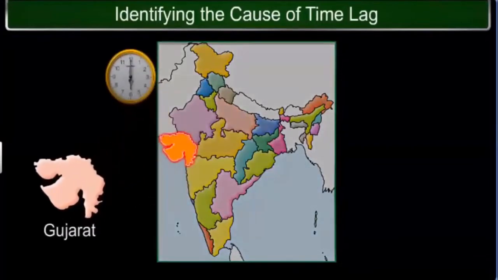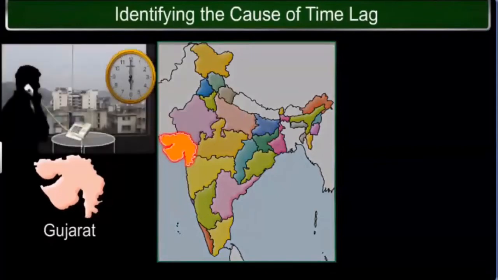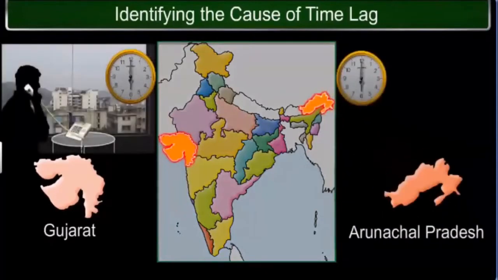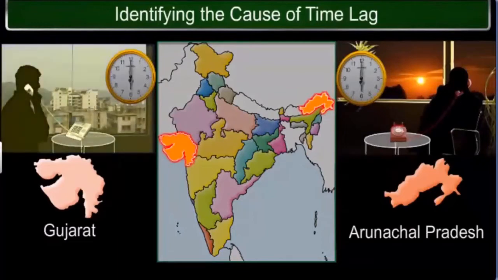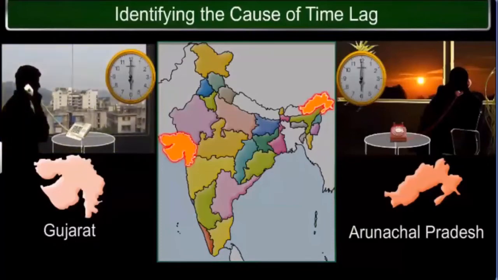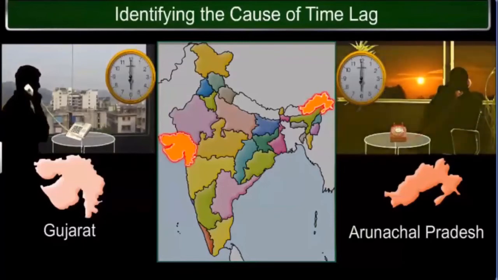It is 6 p.m. in the evening in Gujarat, where you live. Suppose you are talking to a friend in Arunachal Pradesh. Your friend mentions that he is standing at the window watching a beautiful sunset. However, if you look around you, it is still broad daylight for you. How is it that it's still daylight in your city, while the sun has already set where your friend lives in Arunachal Pradesh?